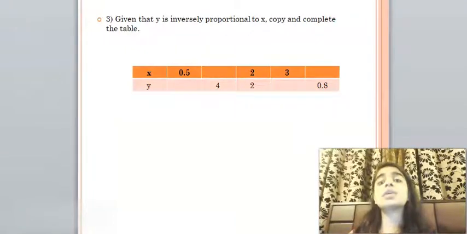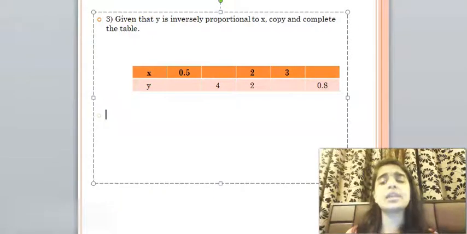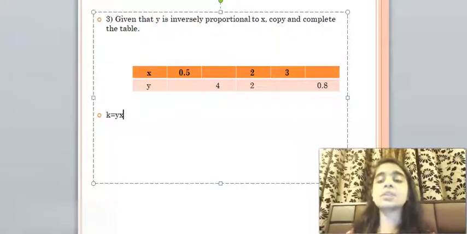Given that y is inversely proportional to x, copy and complete the table. Okay, so first of all, I've always told you for a table, the formula method is quite easy. So you should go with that, okay? Because then you don't have to find separately for each one of them. You can simply put the value in the formula and you can find your answer. So the formula is k is equal to yx, right? Because y is equal to k upon x and then yx is equal to k. So we have this complete, we will put these values and find k.